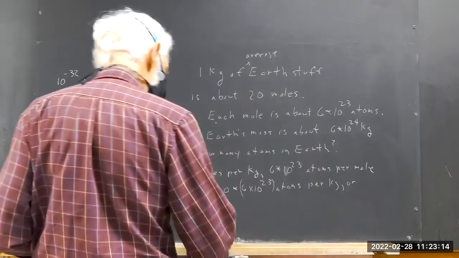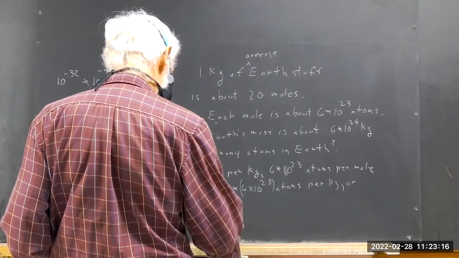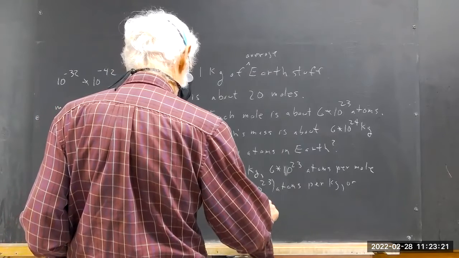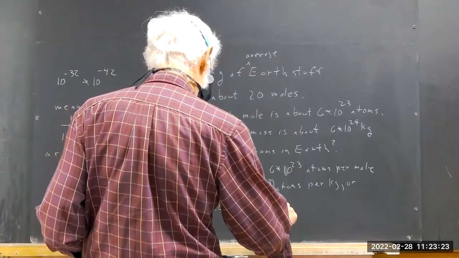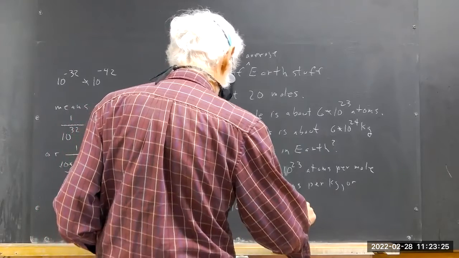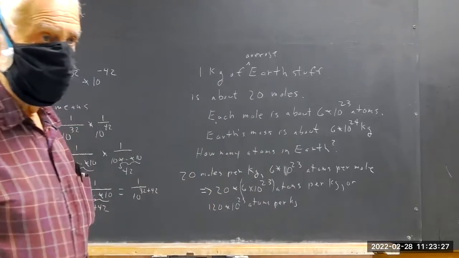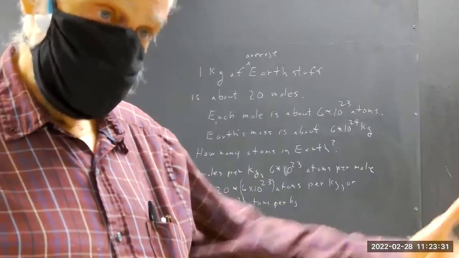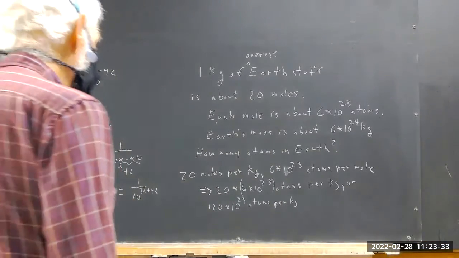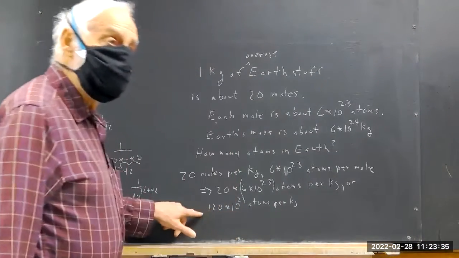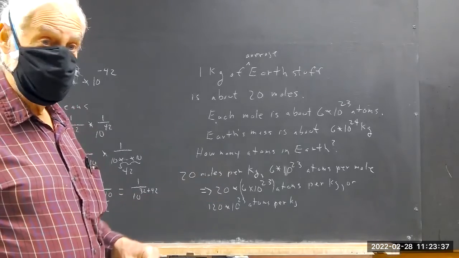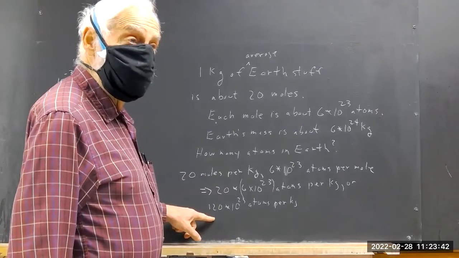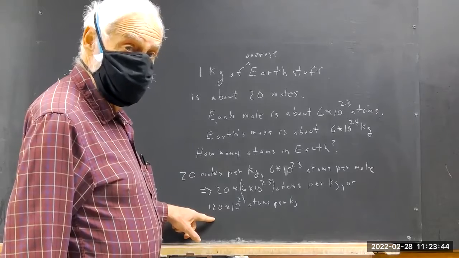Or 120 times 10 to the 23rd atoms per kilogram, right? 20 times 6, and you still got 10 to the 23rd, but that's not scientific notation anymore. So you want to make that point. In scientific notation, you want this number to be between 1 and 10. Okay?